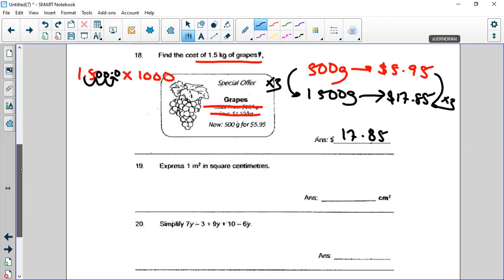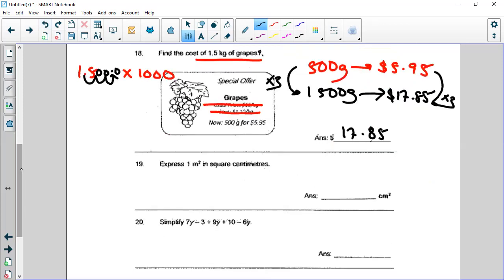Next one. Question 19, 1 mark, but some of you may get stuck. What is 1 meter square? Now, 1 meter square means 1 meter times 1 meter equals 1 meter square. Some of you don't know what is 1 meter square. It is 1 meter times 1 meter, which is area, we are talking about area.